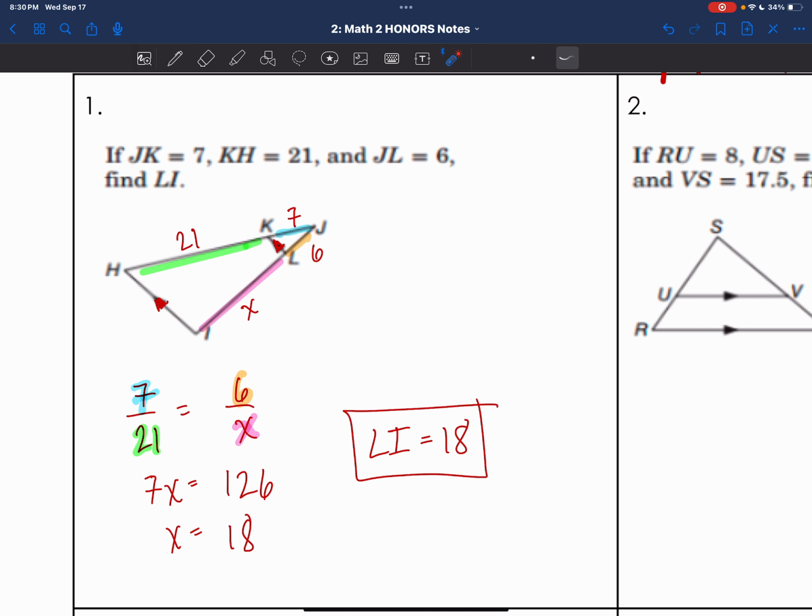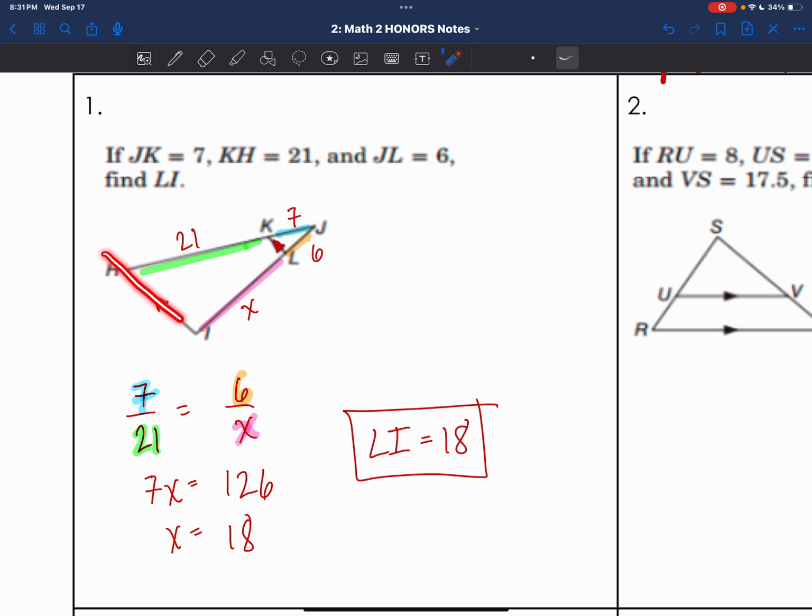And I did some of the labeling for you already. So here it says JK equals 7. So JK is right here. I know KH is 21. JL is 6. We're looking for LI. So this is the part that we're missing.